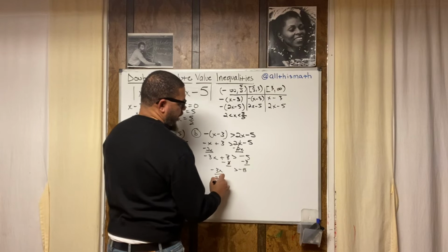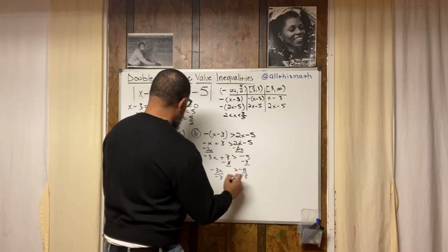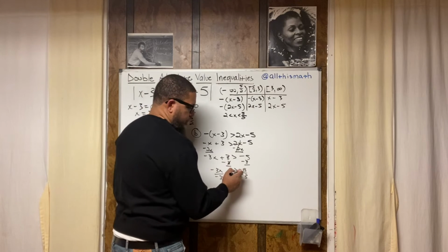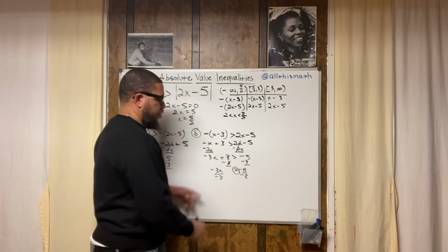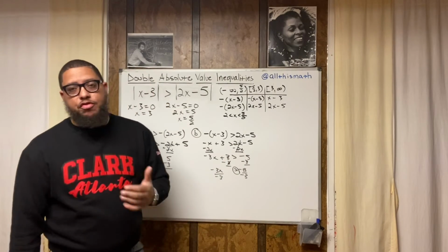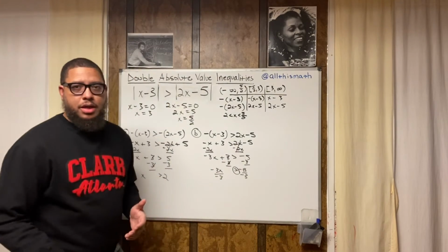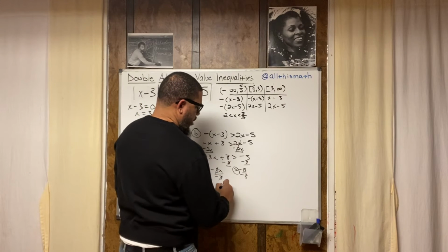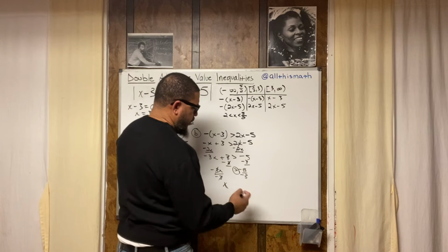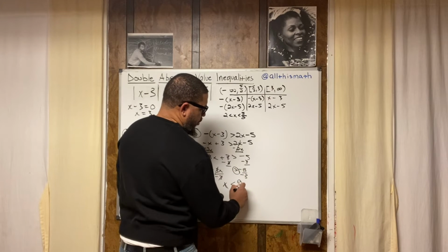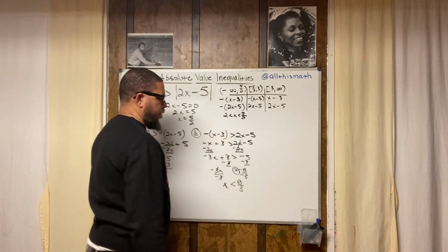We're going to divide by negative 3. Oh, don't forget. When you're dealing with inequalities and you divide by a negative on both sides, don't forget to flip that inequality sign. It's a very common mistake. Don't fall for it. Flip it around. Now you got x is less than 8/3. So x is less than 8/3.